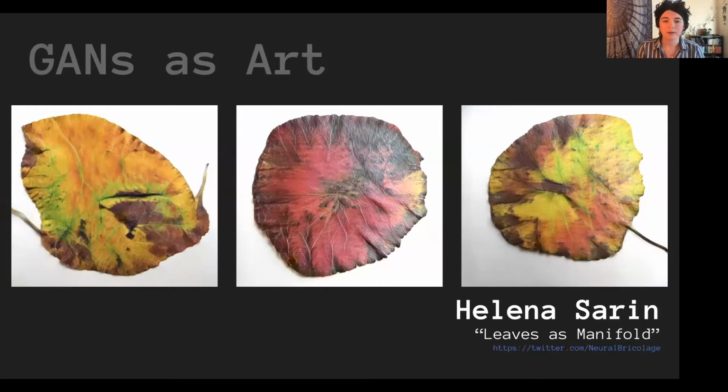So then I wanted to share some of the GAN art that has really inspired me to get interested in this as a medium. The first is Helena Sarin, who I saw speak at I/O Festival in Minneapolis 2 years ago. And she does all of her own photography for the images that she trains her neural nets on. This project in particular really fascinated me. It's called Leaves as Manifold. So she photographed thousands and thousands of autumn leaves and then trained an image GAN on them.